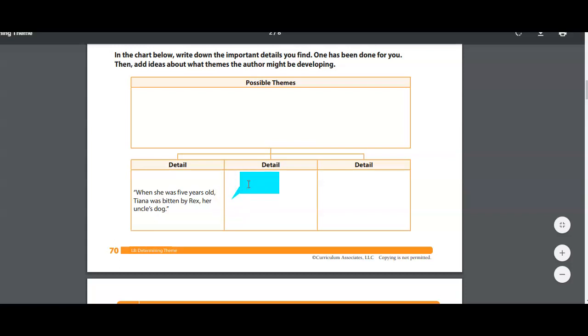Here we go. Another detail is now that she's 11, Tiana still avoids dogs wherever she goes. So she's still avoiding those dogs wherever she goes. That is an important detail. So let's think about the last detail.